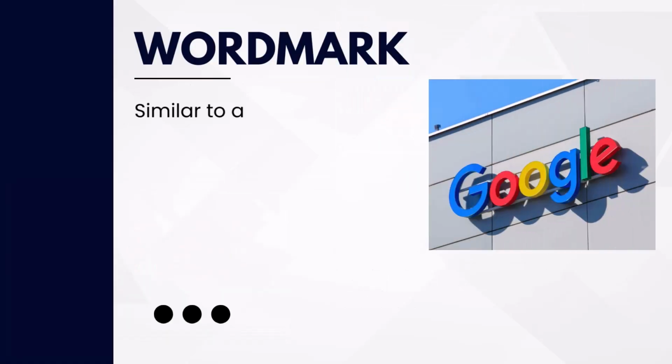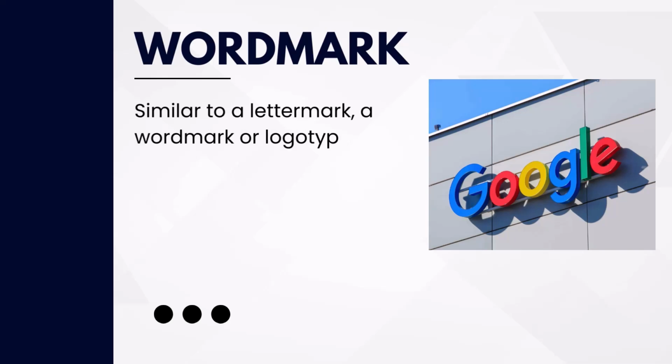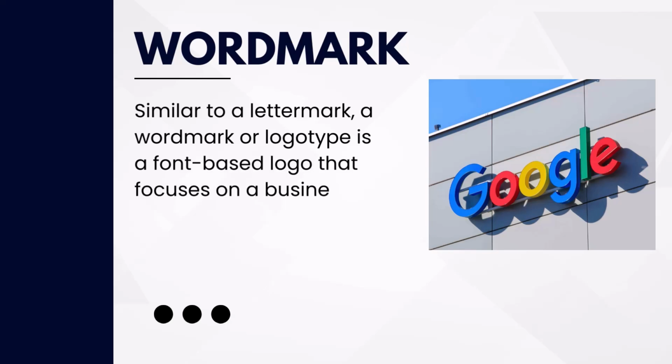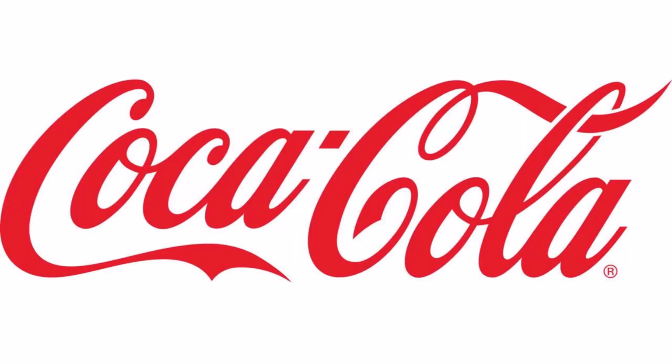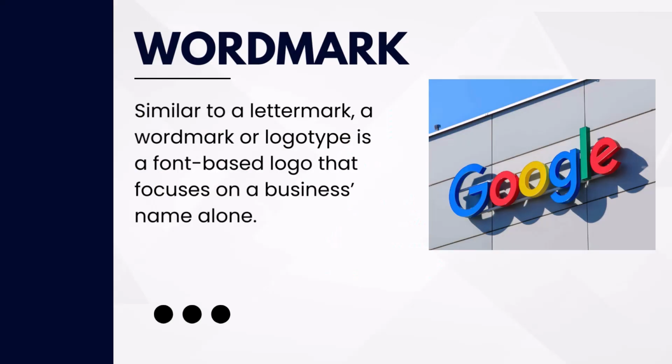And the second type of logo we are going to talk about is word marks or logo types. We are going to talk about word marks. So similar to lettermark, a word mark or logo type is a font-based logo that focuses on a business name alone. Think of Visa. Visa carries the whole name of the brand, and think of Coca-Cola. Coca-Cola has a script they've been using for years and is a very timeless logo.